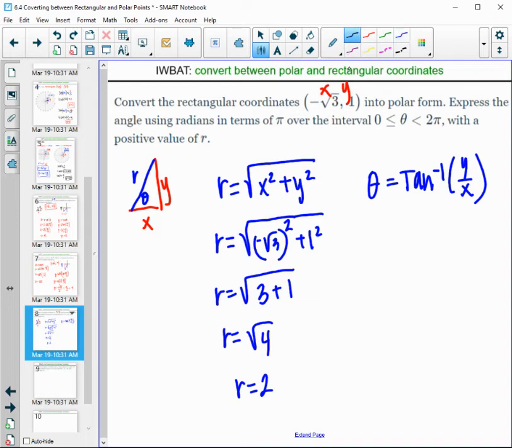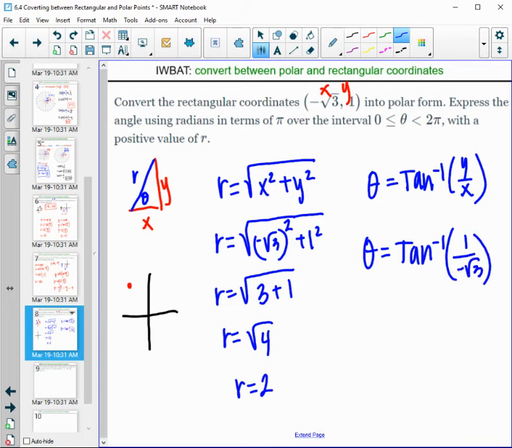Okay, and then let's look at where this actually is on the coordinate system here. So this is at negative root 3, 1. So it's in the second quadrant, which is going to be helpful when we look at this angle, to know what quadrant it is in. So let's do a tan inverse here to get theta. So tan inverse of 1 divided by negative root 3.